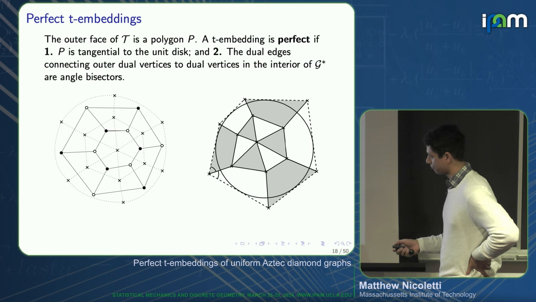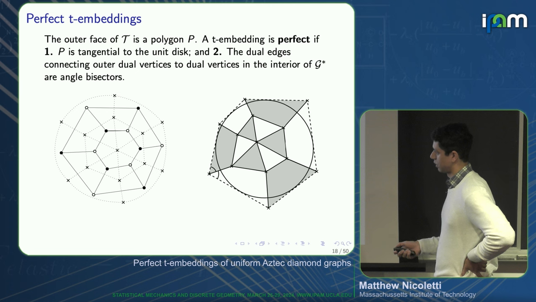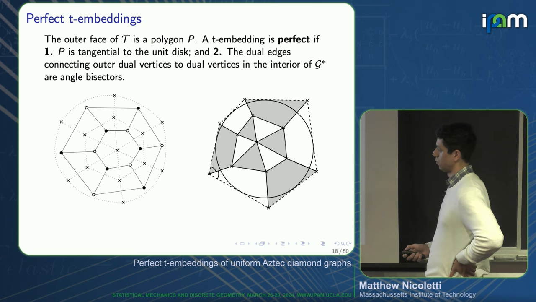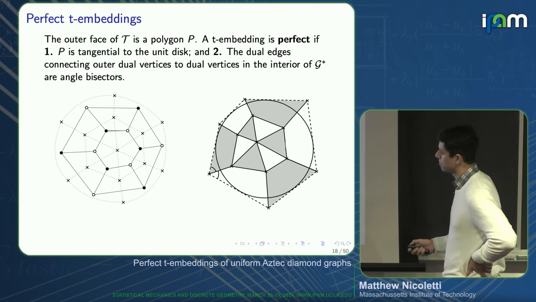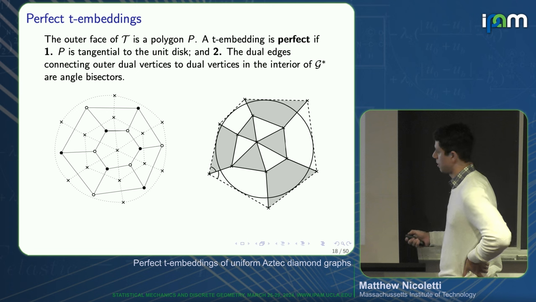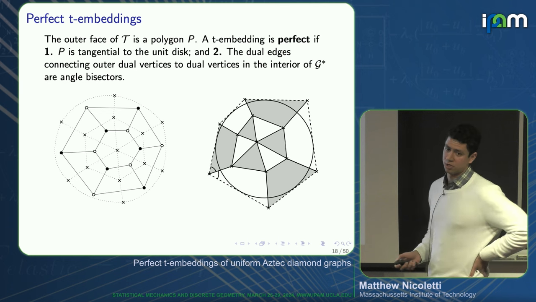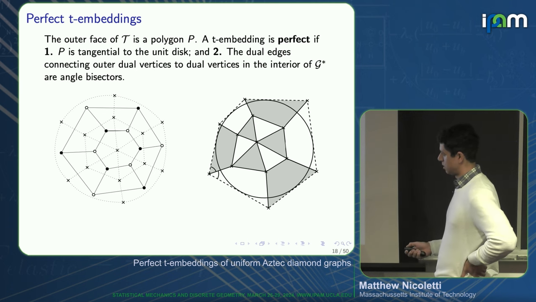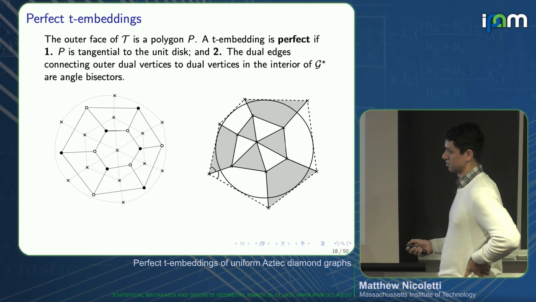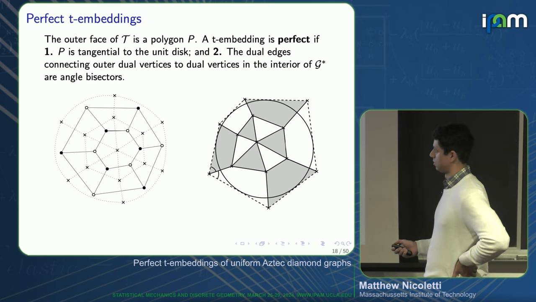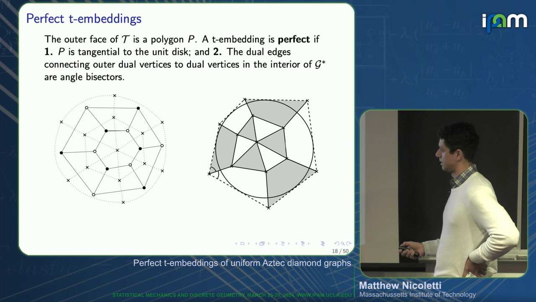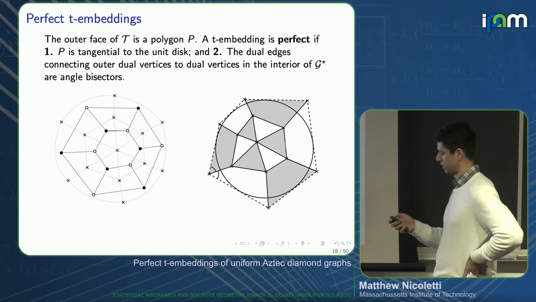We consider this augmented dual with an extra dual vertex for every one of these edges, and we connect them to their adjacent interior vertex. There's a unique adjacent interior vertex. Okay, so that's called the augmented dual. That's what we really embed. And we add this extra requirement: when we embed these vertices, we get this boundary polygon here. One of the extra requirements for a perfect t-embedding is that this boundary polygon is a tangential polygon. The other requirement is that these edges going from boundary vertices to the interior ones are angle bisectors of this polygon. So it should be a tangential polygon, and this angle bisector condition should be satisfied. So that's a perfect t-embedding.